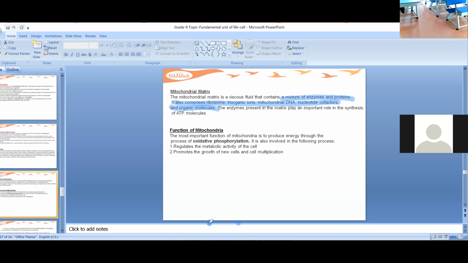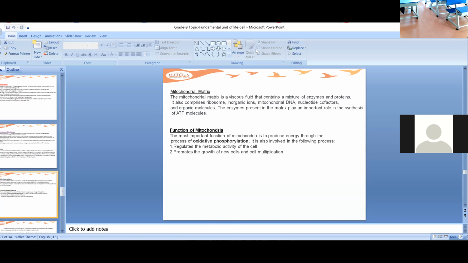So this matrix, this fluid, plays an important role in the synthesis of ATP molecules. ATP is nothing but the energy currency, okay? So all the enzymes which are present inside this matrix play an important role in the synthesis of ATP molecules, okay?